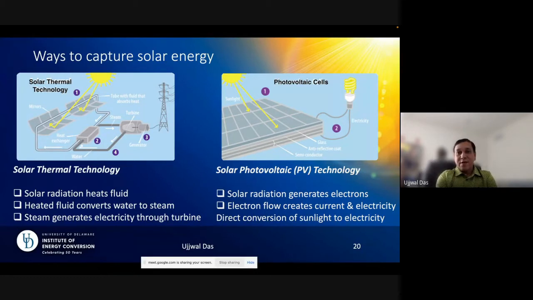On the other hand, the solar photovoltaic technology, basically sun shines on a piece of semiconducting diode, and it creates electrons. So electrons flow is the current and electricity. So it's a direct conversion of sunlight to electricity. So now for rest of my talk, I'll be mainly talking about the solar photovoltaic technology, not too much on solar thermal.